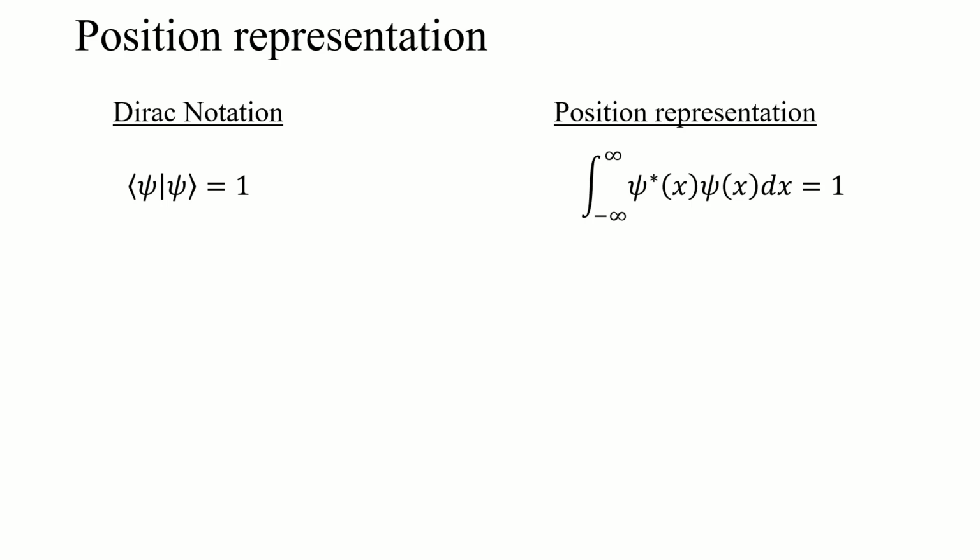Putting this all together and mapping what we're used to as Dirac notation into our position representation, we can do this. Starting with our normalization condition, all our state vectors are normalized so that their inner product equals 1. In the position representation, this amounts to, if we integrate over all space the product of that wave function with its own complex conjugate, we must also get 1.